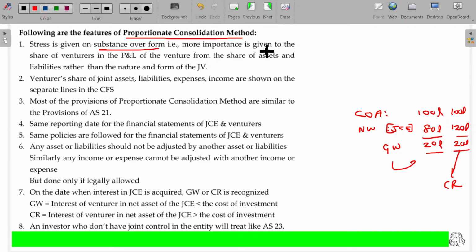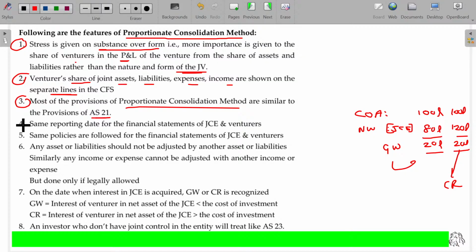That is, more importance is given to the venturer's share in the P&L account of the venture and the share of assets and liabilities, rather than the nature and form of the joint venture. Okay. Substance over form. So I'll explain this later. The venturer's share of joint assets, liabilities, expenses, and income are to be separately added in the CFS account. Third, most of the provisions of the proportionate consolidation method are similar to AS number 21, and are the same.